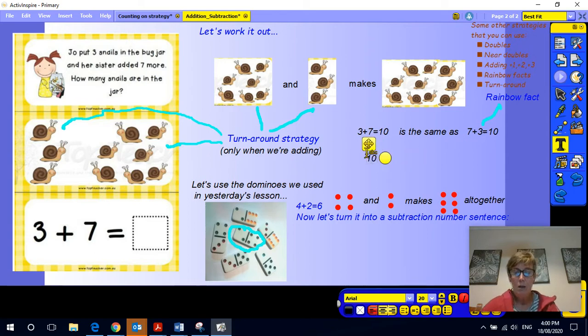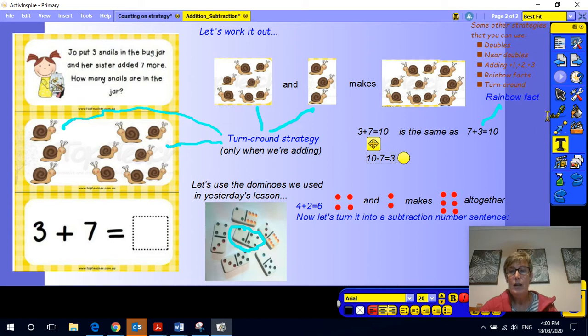Now the symbol for takeaway looks like this. That's our takeaway symbol. When we're taking something away, we started off with 10 altogether. That's our biggest number. Now I'm going to take away either 3 or 7. I can choose either of those numbers. I'm going to choose the 7 this time. Then I'm going to put my equal sign. I've used the number 10. I've used the number 7. The only number that's left over is the number 3. So that is my answer.